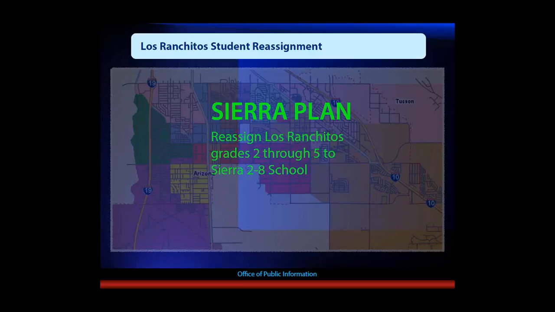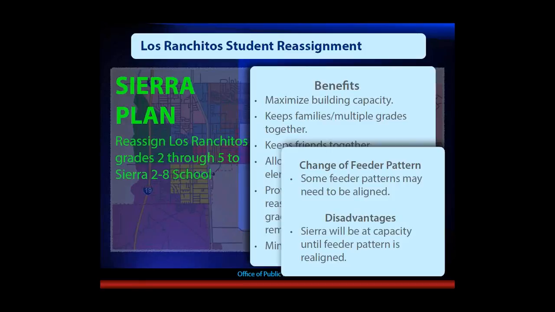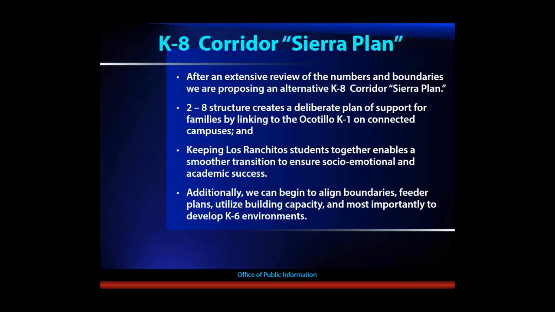So this became known as the Sierra Plan. We were going to reassign those Los Ranchitos students in grades 2 through 5 and create a 2 through 8 school at Sierra, so that Ocotillo would keep the kindergarten and first grade students. They share authentically between the campuses. This slide sits over top, and you can start to see the benefits far outweighing the disadvantages. Sierra's school size would probably be over capacity, and it was for a period of a year until we transitioned some other students out.